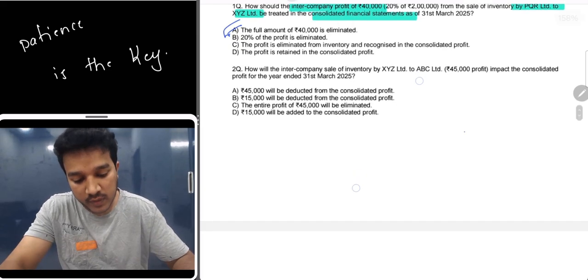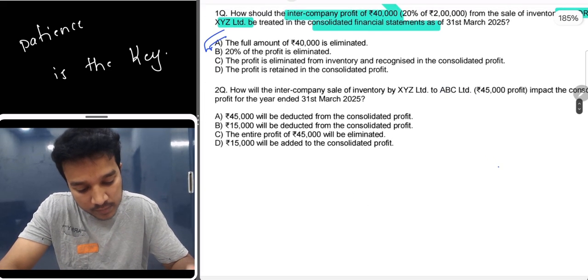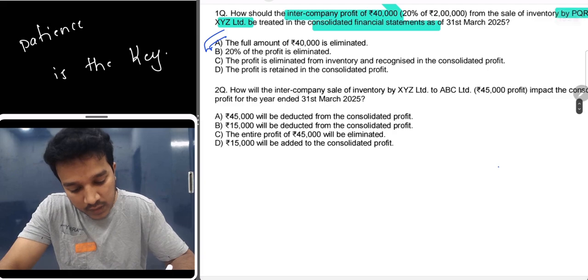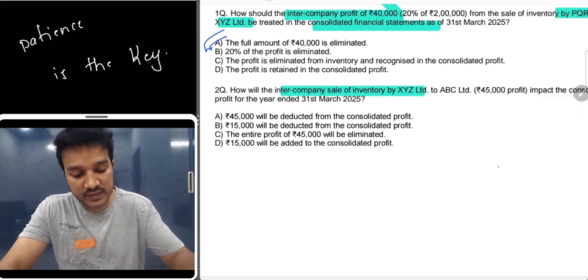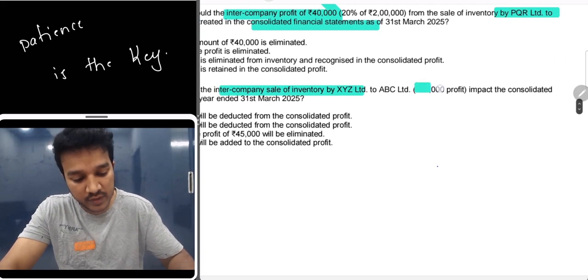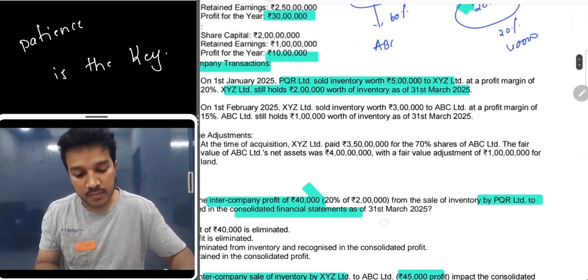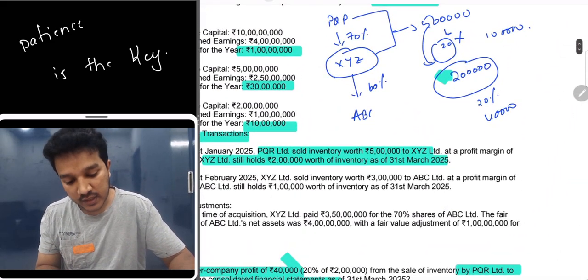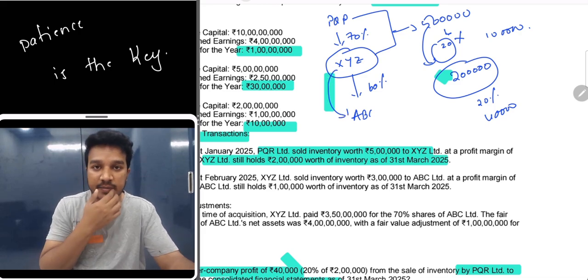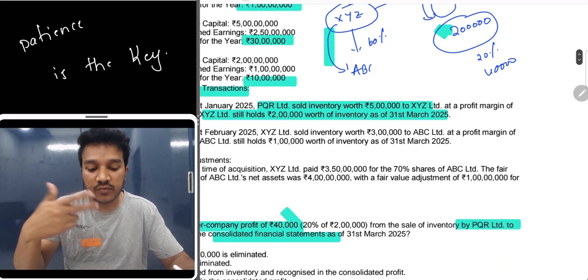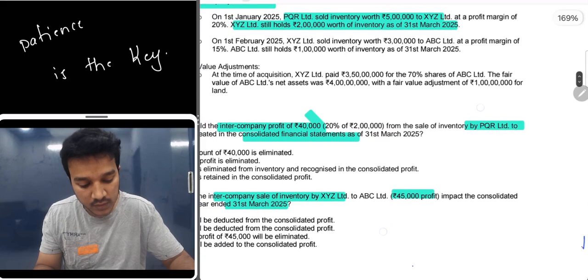Okay, how will the intercompany sale of inventory by XYZ Limited to ABC Limited and profit of 45,000 impact the consolidated profit? This is the same question, but here XYZ is selling goods to ABC Limited, and they are getting a profit of 45,000.